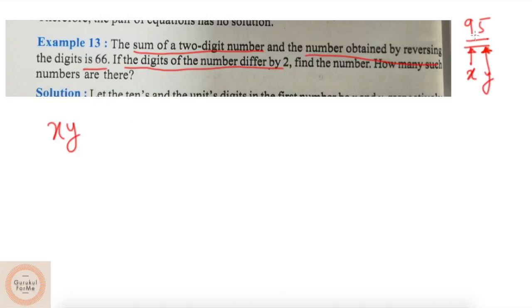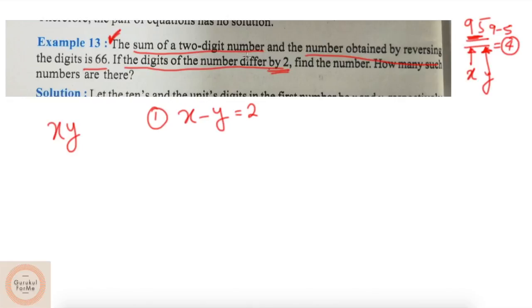So for example, what is the difference of digits here? 9 minus 5 is 4. They are saying in our case the difference is 2. Can I say that the first equation is x minus y is equal to 2? Absolutely. Now let's look at this part.